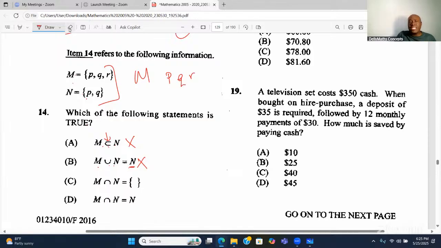Now, when you intersect, they said it's empty. They're saying when you intersect them, nothing is in it. This is wrong because two things will be in it. They are there. That's not true. That means I'm not even going to figure this out. The answer is D by default.